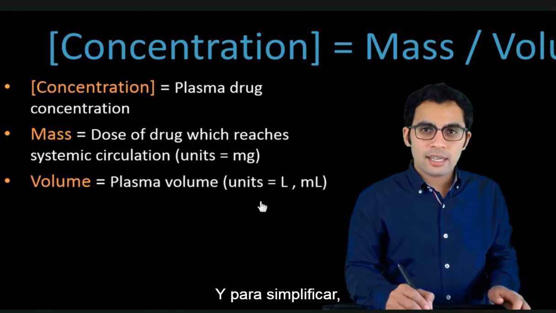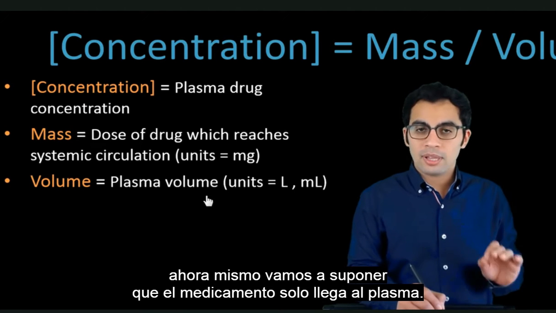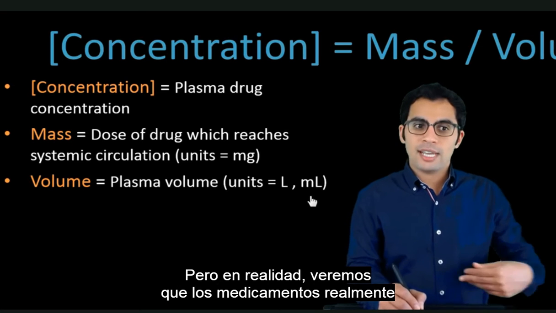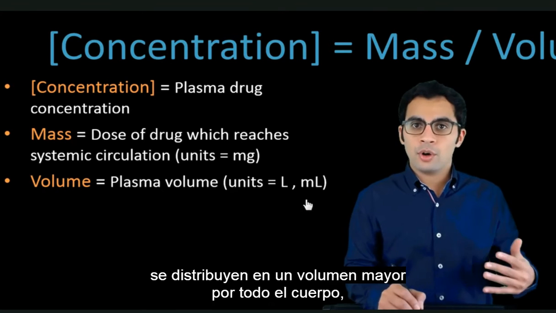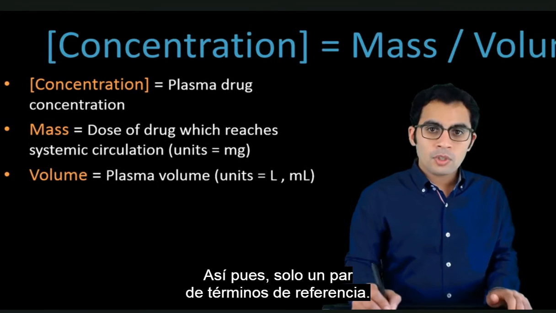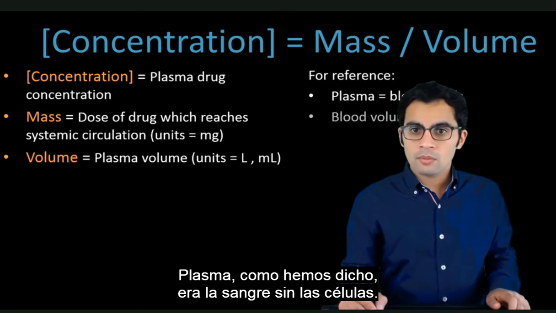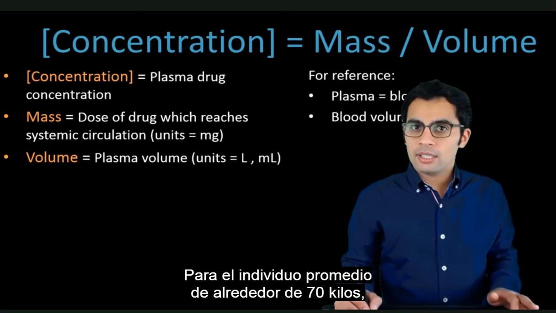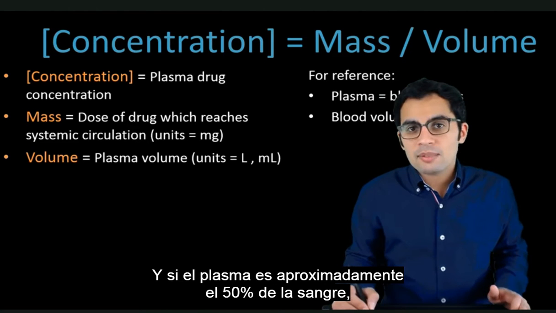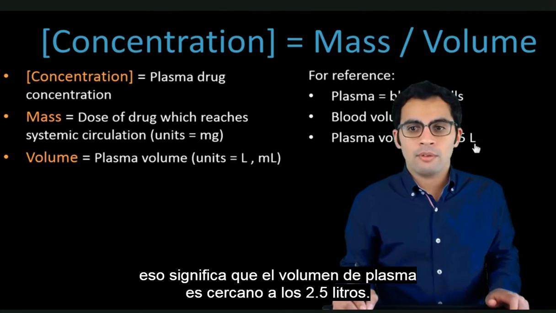And for simplicity's sake, right now we're just going to assume that the drug is only getting into the plasma. And so we'll only consider the plasma volume now. But in reality, we'll see that drugs actually get distributed into a larger volume throughout the body, beyond just the blood. So, just a couple of reference terms. Plasma, as we said, was the blood minus the cells. And for the average about 70 kilogram individual, the blood volume, let's say, is about 5 liters. And if the plasma consists of about 50% of the blood, that means the plasma volume is about 2.5 liters.